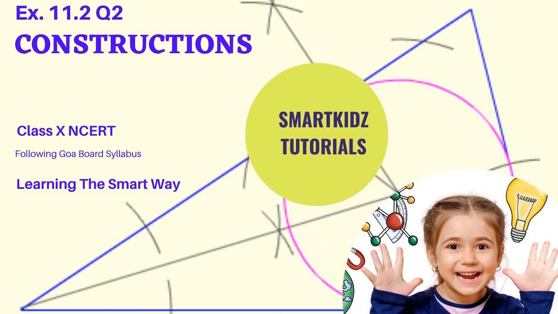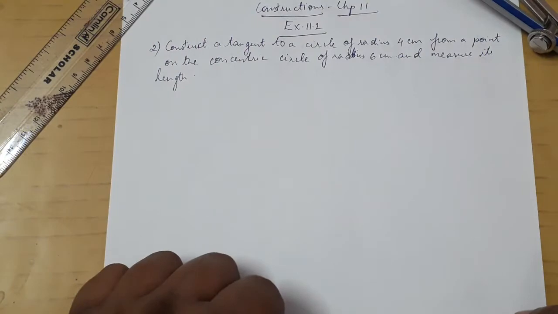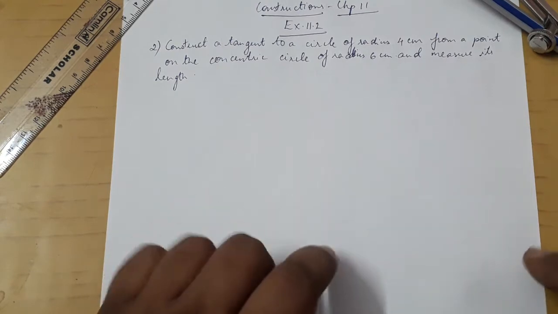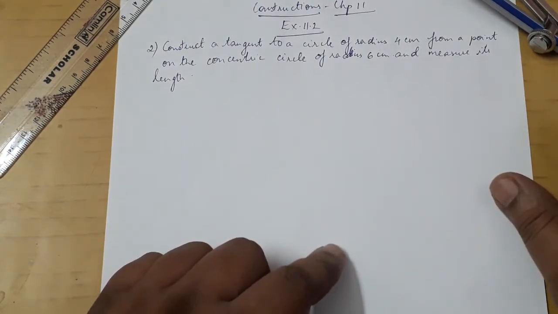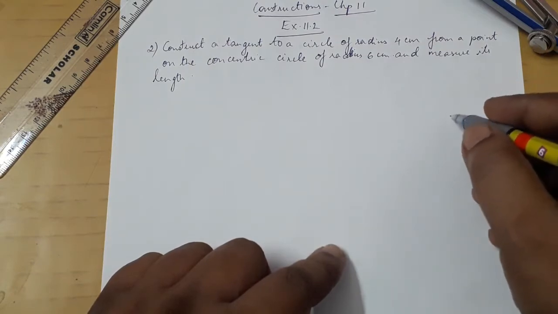In this video, we'll be solving a problem from exercise 11.2. We'll be constructing a tangent to a circle of radius 4 centimeters from a point on the concentric circle of radius 6 centimeters, and we'll be measuring its length. By concentric circles, we mean two circles sharing the same center.